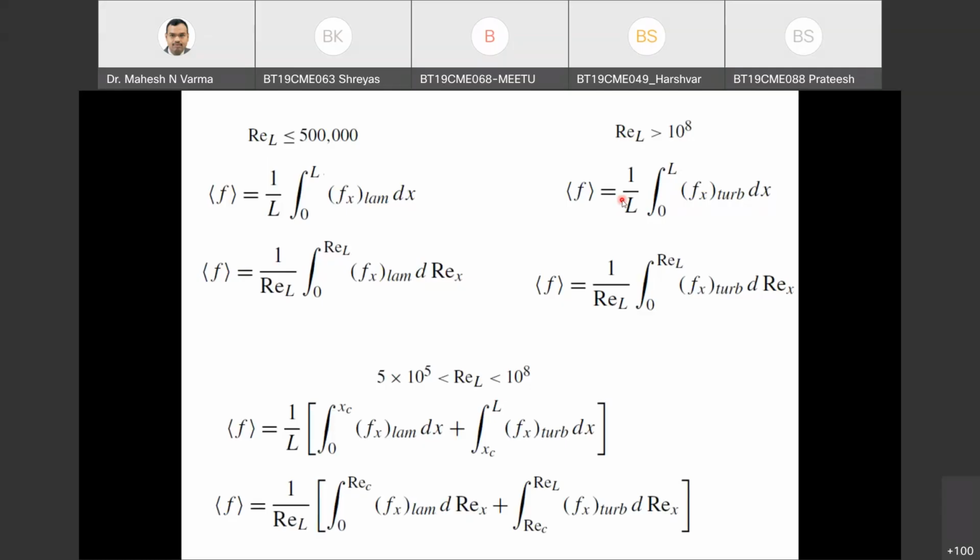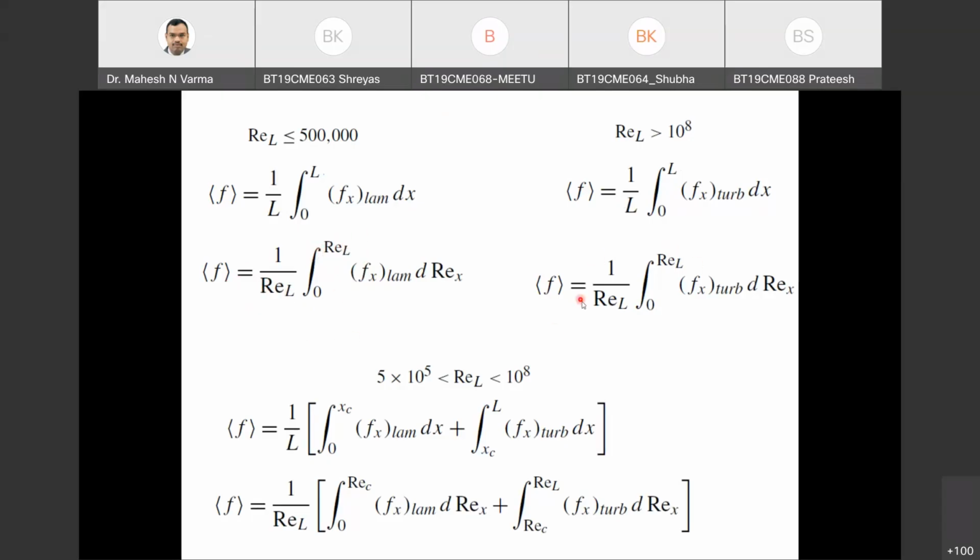Roll number 64, Shubham. Hello, sir. What is the average value of friction factor for laminar flow? Sir, it will be 1.328 into Re to the power minus 1 by 2. Re_L now, it will not be Re, it will be Re_x. It will be over the length, Re_L. Okay, yes sir. That will give you the average.